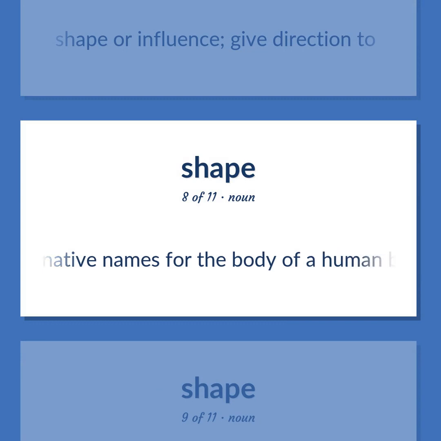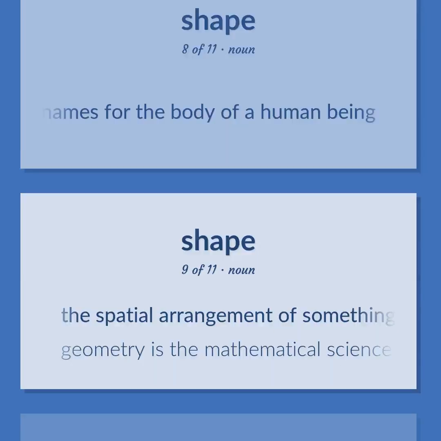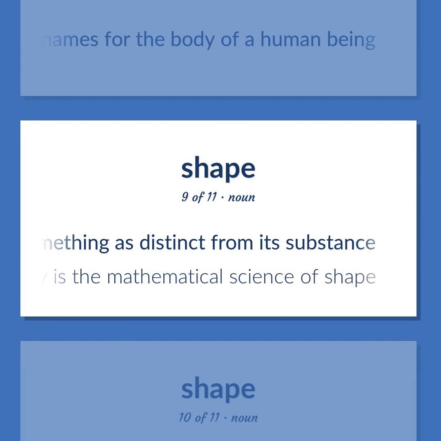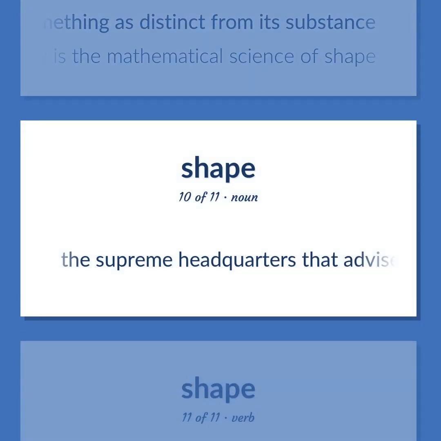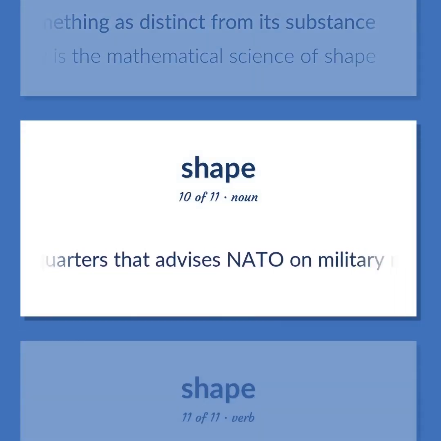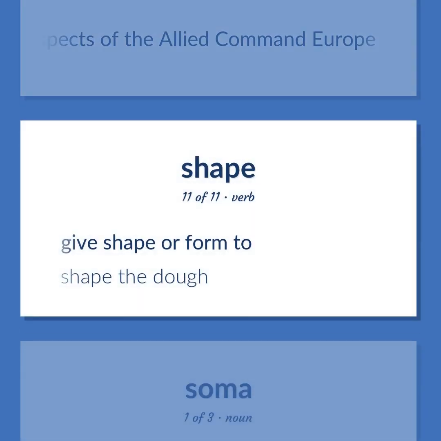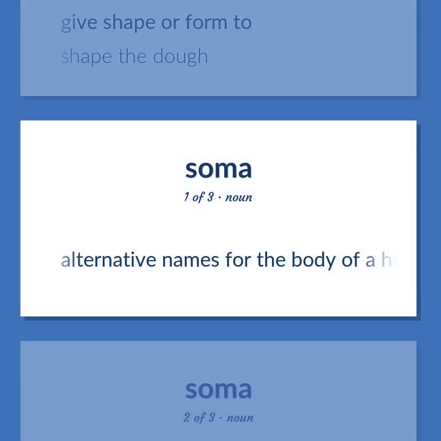Alternative names for the body of a human being. The spatial arrangement of something is distinct from its substance. Geometry is the mathematical science of shape. The supreme headquarters that advises NATO on military matters and oversees all aspects of the Allied Command Europe. Give shape or form to. Shape the dough. Alternative names for the body of a human being.